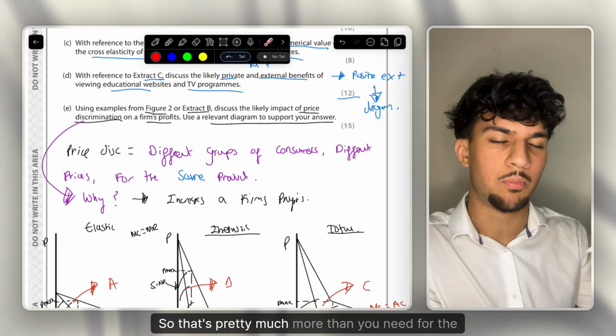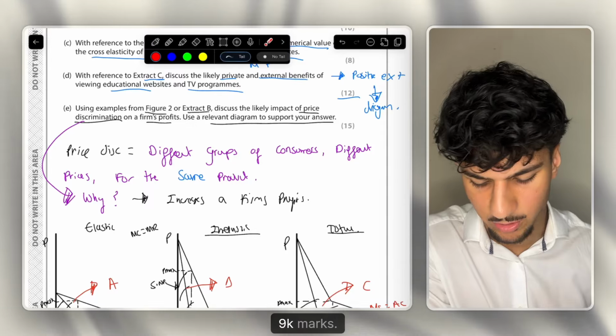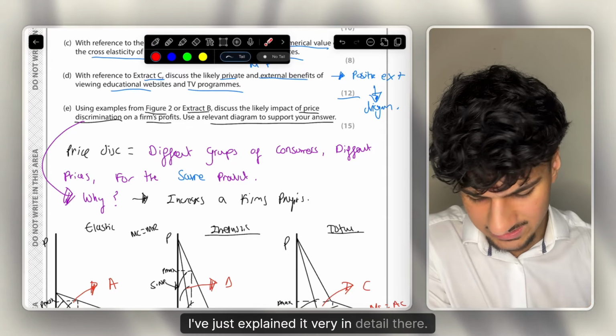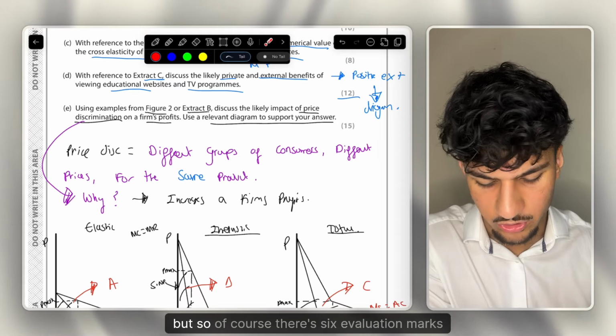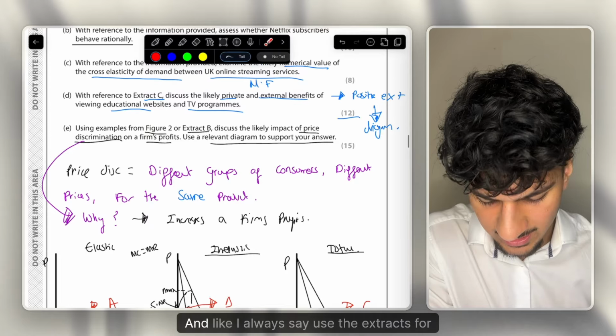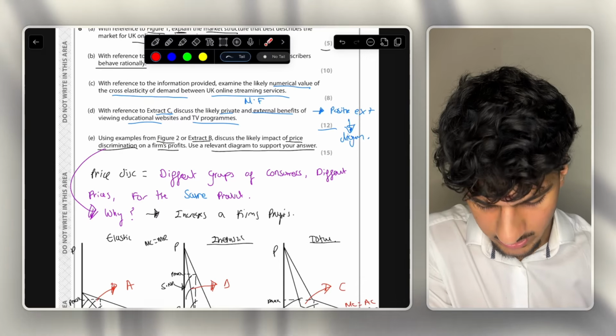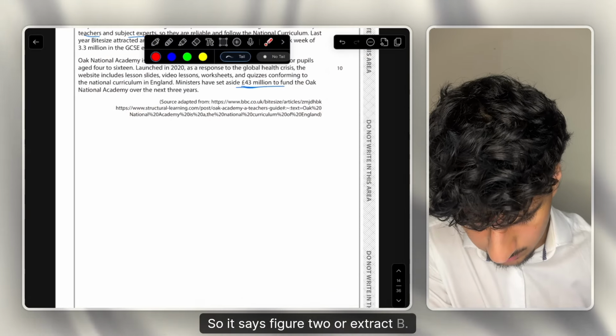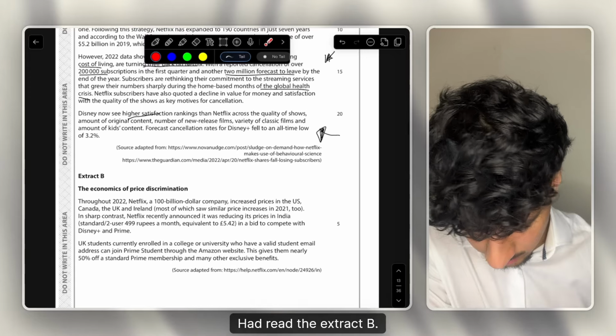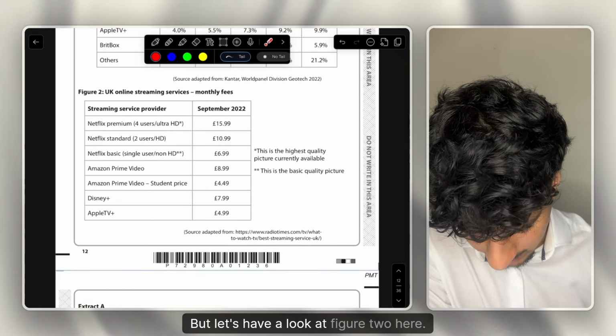Moving on, so that's pretty much more than you need for the 9 KA marks. I've just explained it in a lot of detail there. But of course there are 6 evaluation marks here, and like I always say, use the extracts for evaluation. So it says figure 2 or extract B. You've had to read through extract B. It's a decent extract, but let's have a look at figure 2 here.